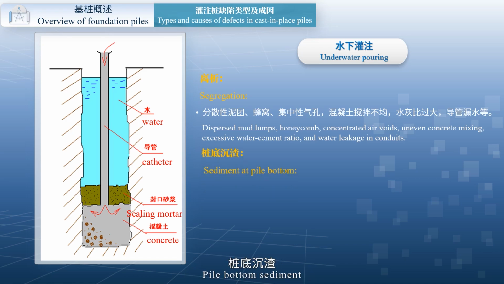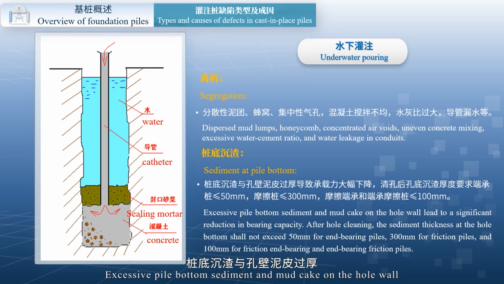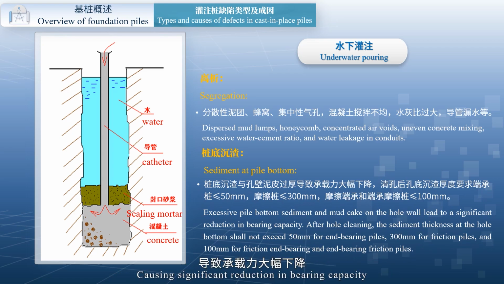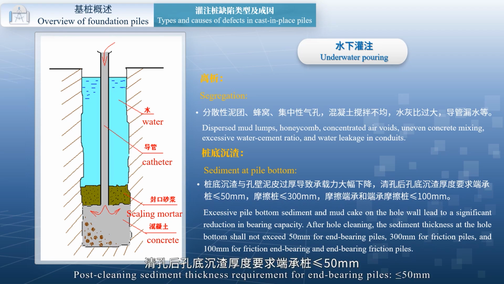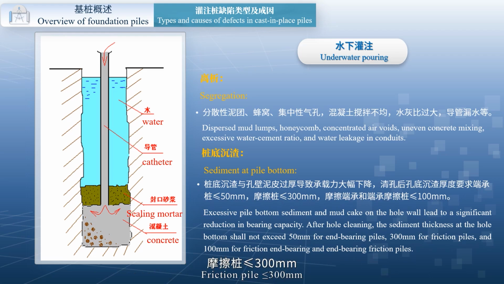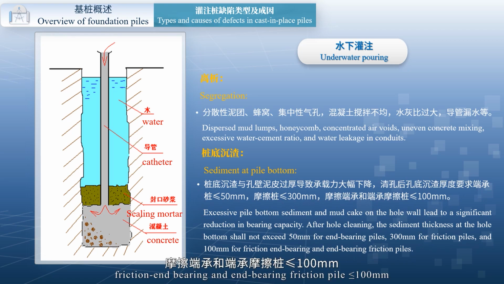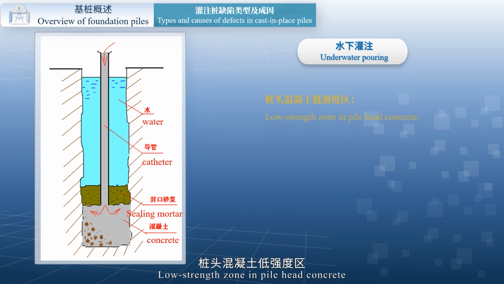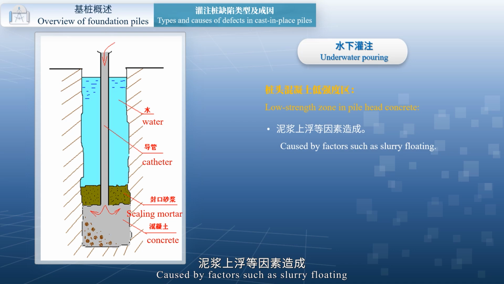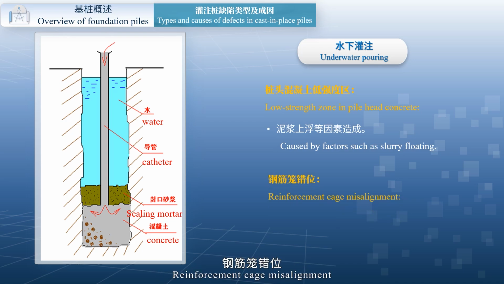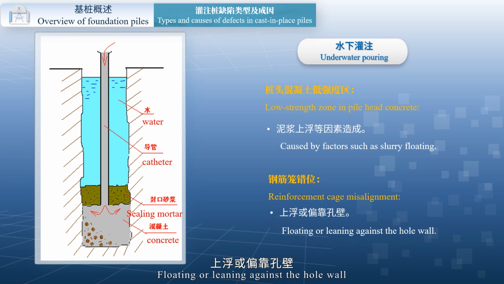Pile bottom sediment: excessive pile bottom sediment and mudcake on the whole wall cause a significant reduction in bearing capacity. Post-cleaning sediment thickness requirement for end-bearing piles is less than or equal to 50 mm. Friction pile is less than or equal to 300 mm. Friction end-bearing and end-bearing friction pile is less than or equal to 100 mm. Low strength zone in pile head concrete, caused by factors such as slurry floating, reinforcement cage misalignment, floating or leaning against the hole wall.